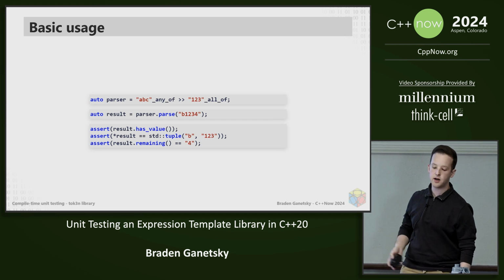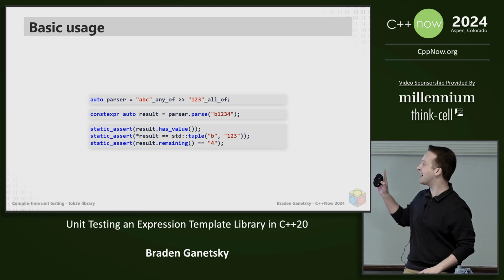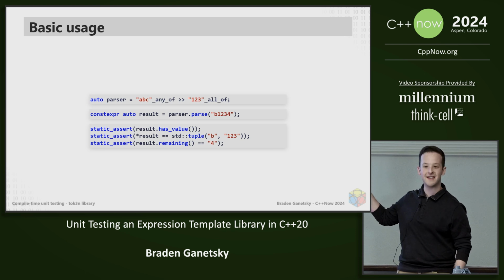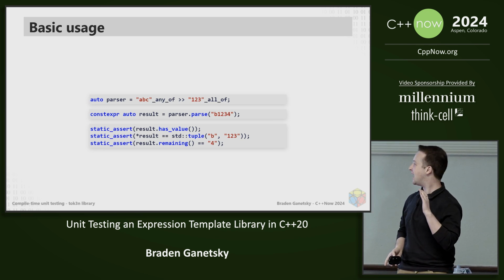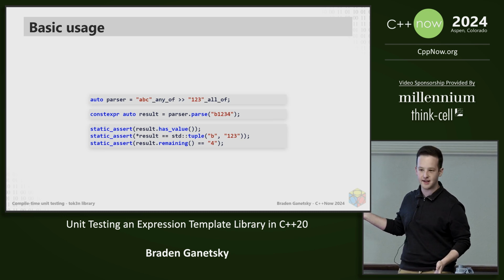Along with the sequence operator, I also have the, oh, that's not where I was going with this. I want to show actually that it is capable at compile time. So if I change the auto to constexpr auto, then I can also change the asserts to static asserts, and this whole thing works also at compile time.